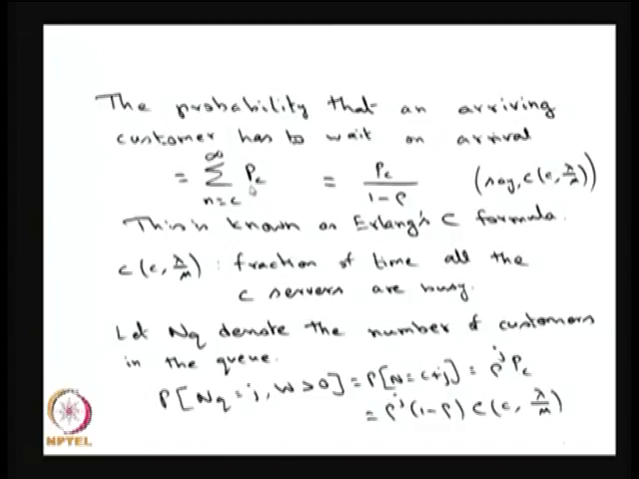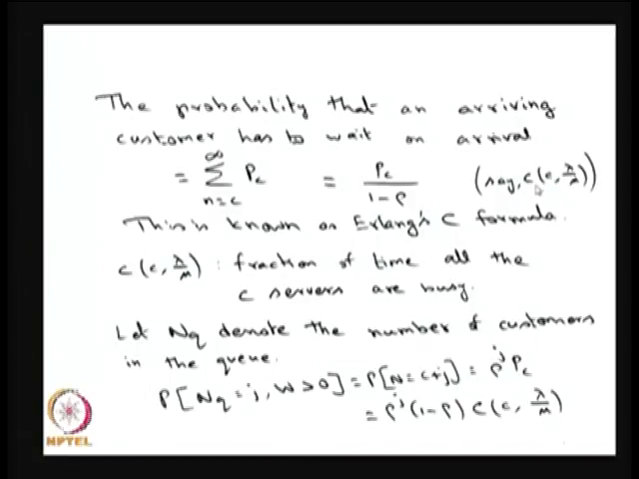So for the probability, you add the probability of P suffix n, where n is running from C to infinity. If you add all those probabilities, that is going to be Pc divided by 1 minus rho. And this probability is known as the Erlang C formula for a multi-server infinite capacity model.